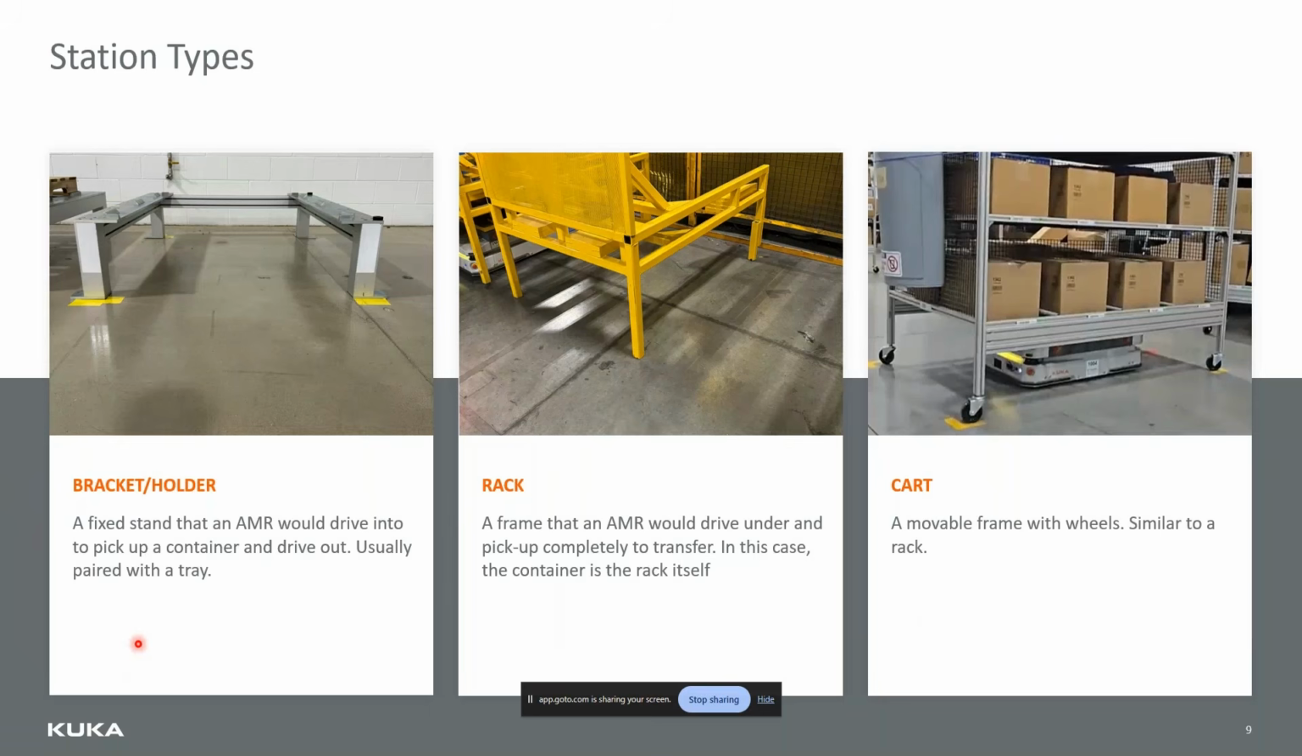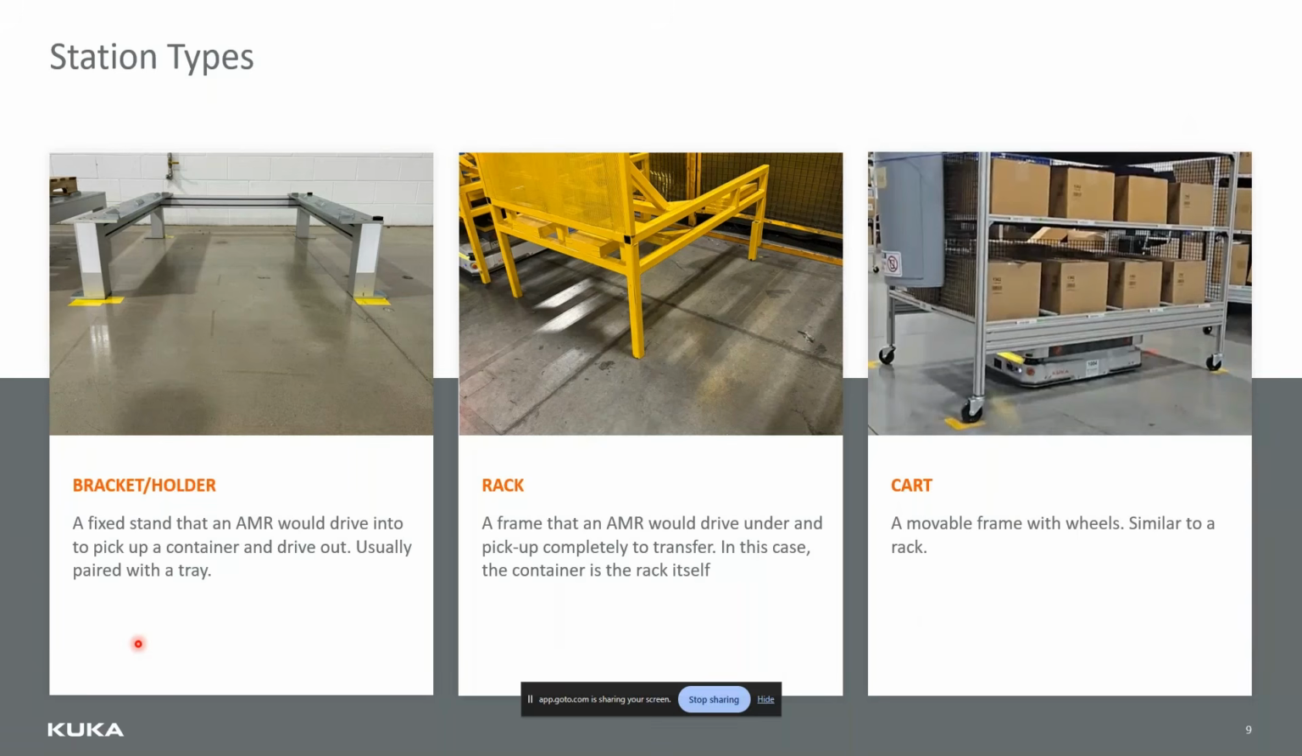It's usually not moving. It's fixed on your floor, and it has a load on top of it where the AMR can come in and pick it up and leave. This is usually paired with a tray, and we'll go over what the tray means, but it basically could be your pallet or bin on top of the bracket or holder. In the middle, we have a rack. This is a frame. It has legs attached to it. So when the AMR comes in and picks it up, it's going to pick it up off the floor with the legs and transfer it to an empty spot on your floor.